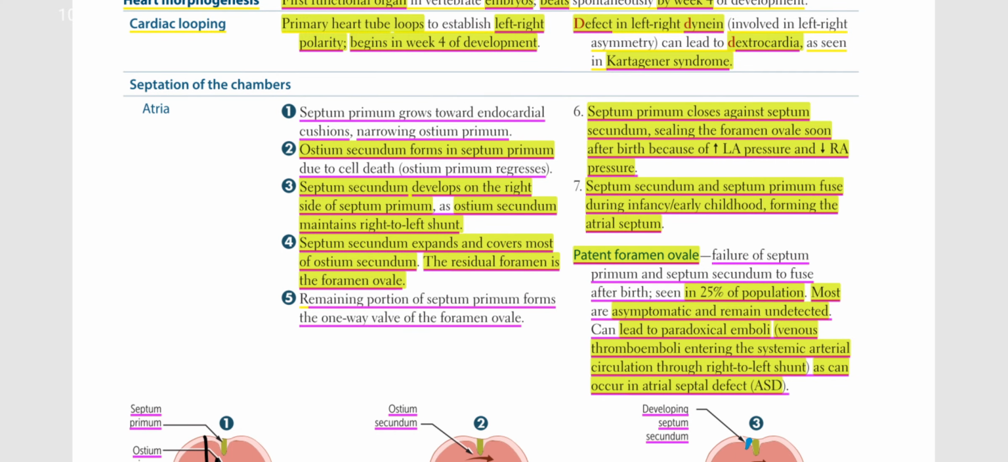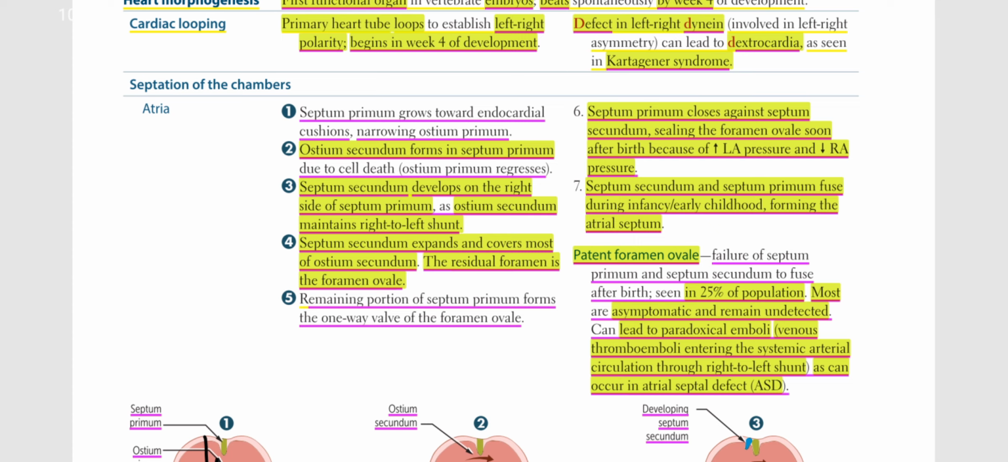Atria: the septum primum grows toward the endocardial cushions, narrowing the ostium primum. The ostium secundum forms in the septum primum. Due to cell death, the ostium primum regresses. The septum secundum develops on the right side of the septum primum. As the ostium secundum maintains the right-to-left shunt, the septum secundum expands and covers most of the ostium secundum. The residual foramen is the foramen ovale. The remaining portion of the septum primum forms the one-way valve of the foramen ovale.